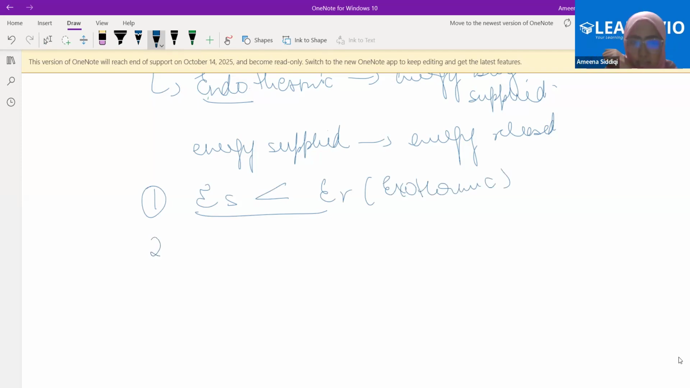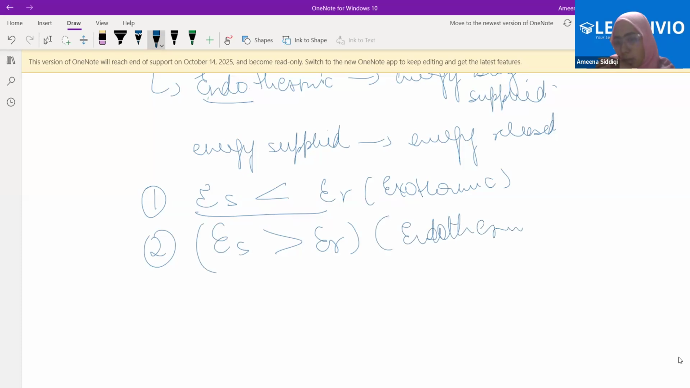The second scenario is energy supplied is more than the energy released. Then what is happening in net manner? The energy being supplied is more. So can I call this endothermic? Is this clear? First point.